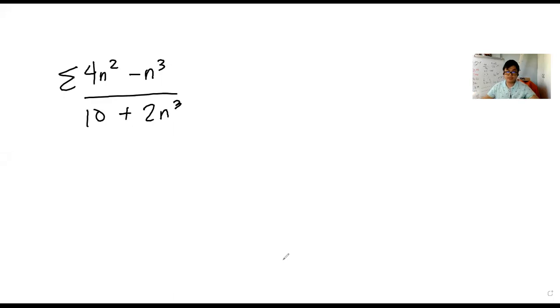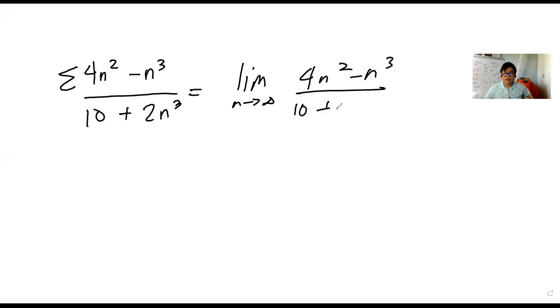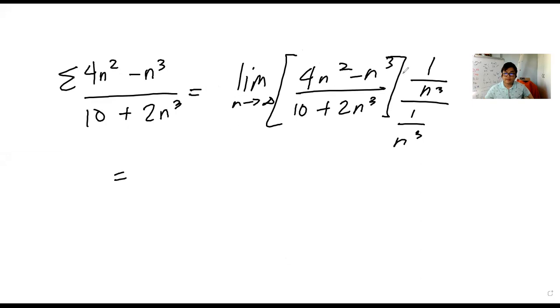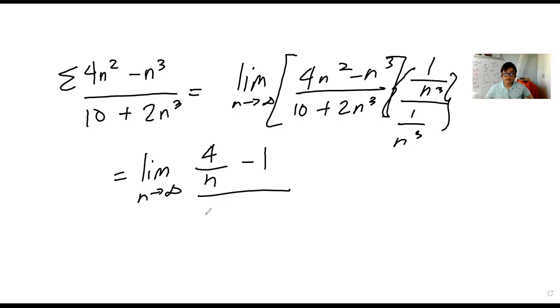Okay? So, share ko screen ulit. Tingnan natin if this series is diverging. So, you can simply, again, get the limit as n approaches infinity of (4n squared minus n cubed) over (10 plus 2n cubed). Okay? Now, anong pwede natin gawin? Multiply all these terms by 1 over n cubed over 1 over n cubed. Pag ginawa mo yan, ano mangyayari? So, that will be the limit as n approaches infinity of (4 over n minus 1) over (10 over n cubed plus 2).